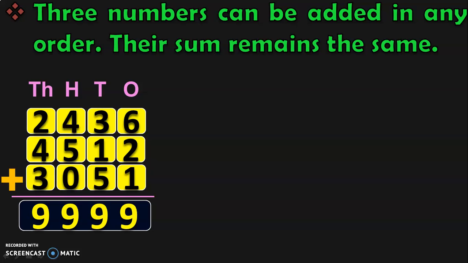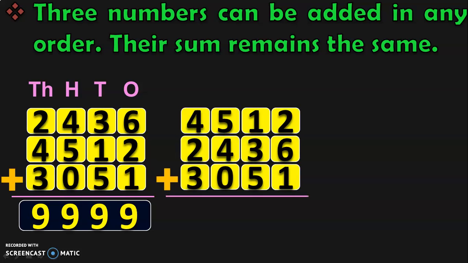Now let us rearrange the order. So now we are going to first add 4512 plus 2436 and then add 3051. Same way, write down the place values and begin the addition from the ones place. 2 plus 6 will give you 8. 8 plus 1 will give you 9.